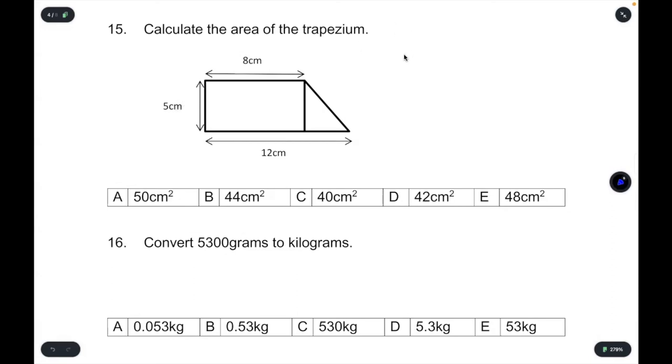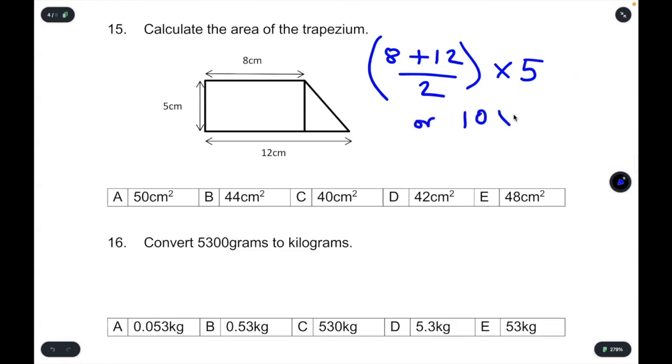So what we're saying, in other words, is that 8 add 12 divided by 2 gives the average length of the trapezium. We're then multiplying that by 5. Now, 8 add 12 was 20. Divide that by 2 is 10. So this is 10 times 5, which is 50.